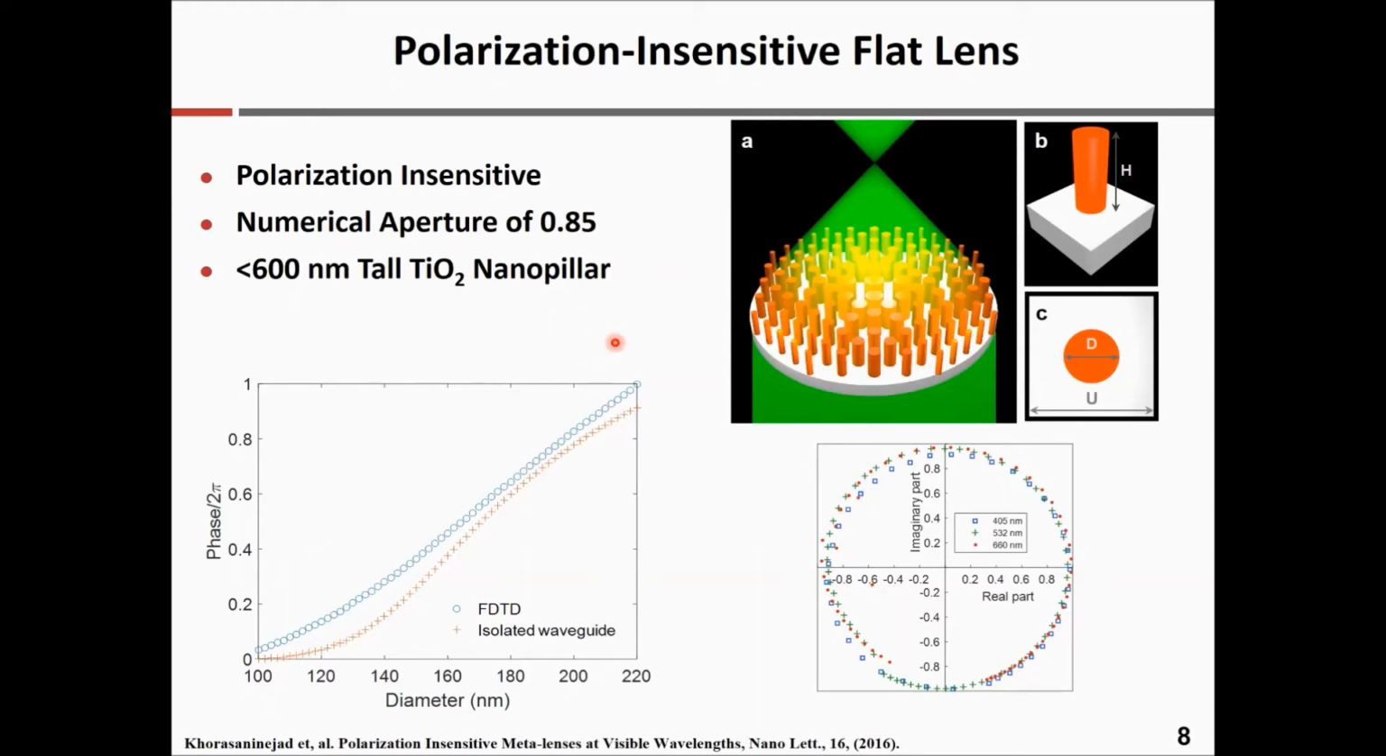So a lens is a phase plate. We need the phase from 0 to 2 pi. Here we show if we change the diameter from 100 nanometers to 220 at a wavelength of 532, if we have this building block, which is a titanium dioxide circular pillar on top of glass, the phase changes from 0 to 2 pi. We use a circular cross section to be polarization independent.